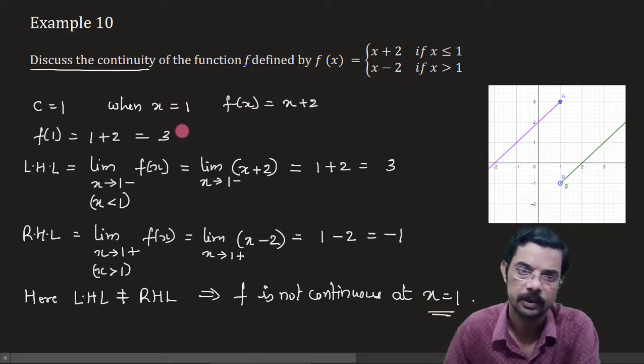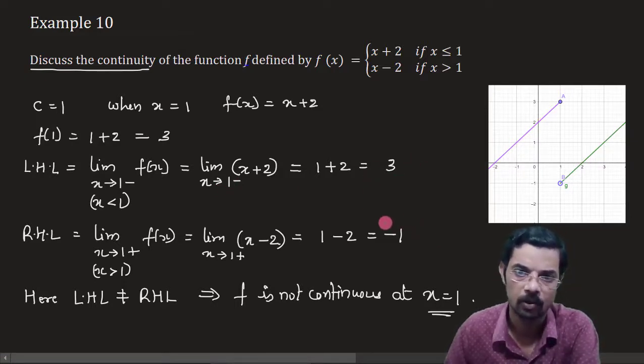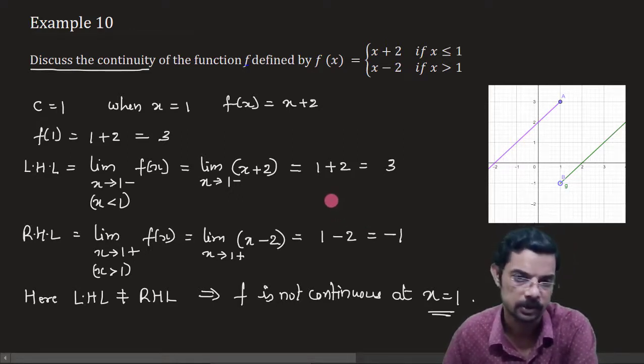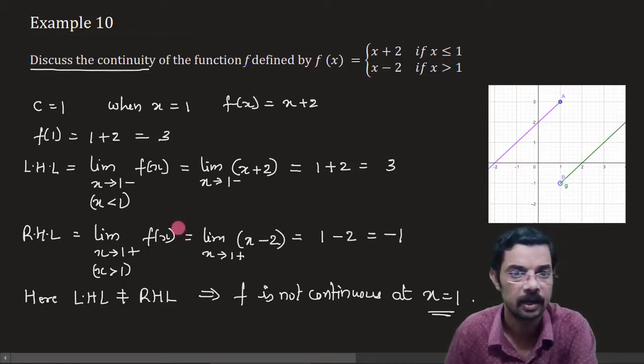We have checked that we need to see whether f of 1 exists, then find the left hand limit, and then find the right hand limit. All three should be equal. In that case only we will say that the function is continuous. Here f of 1 exists, but the left hand limit and right hand limit are different.